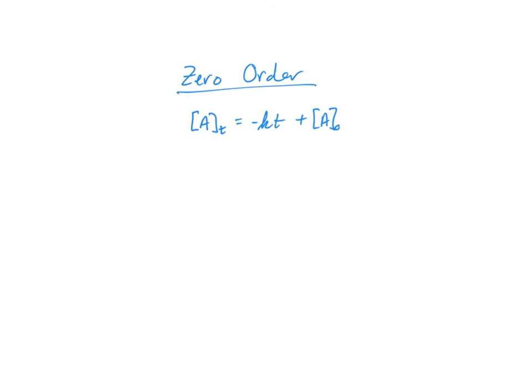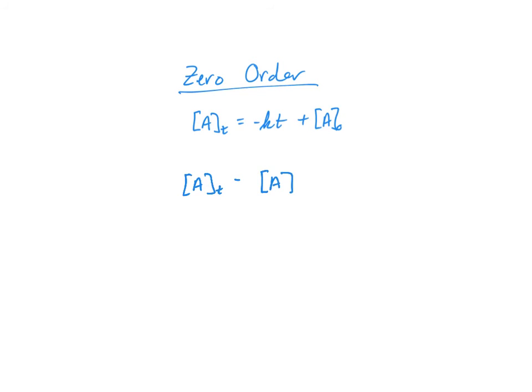Okay, so continuing on then with zero order, we're going to isolate k. So we're going to have A at time t minus A at time 0 is equal to minus k times t. Divide both sides by t. Okay, set everything equal to minus k.